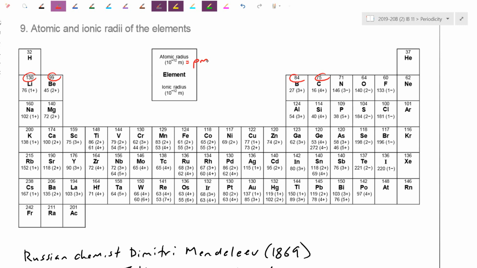We're going to come back on tomorrow's lesson to look at ionization energy and some other patterns on the periodic table.